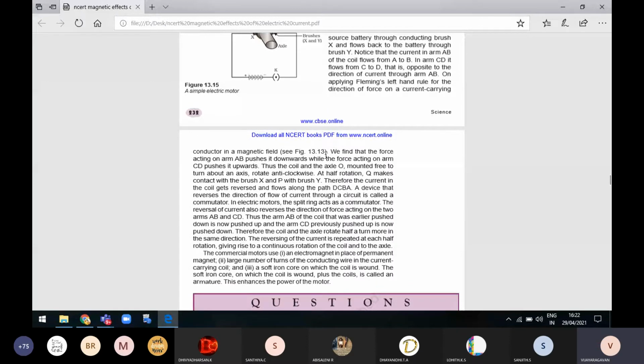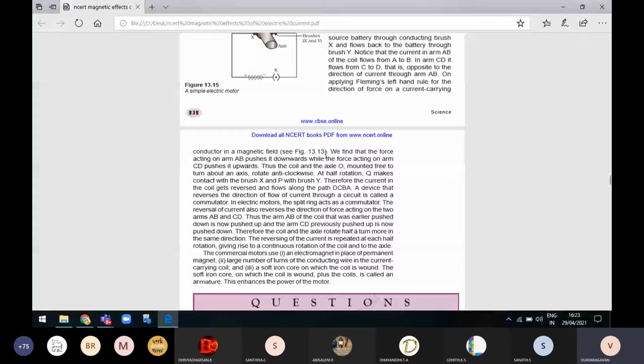So after the half turn, automatically, when there is the force of gravitation, we started rotating by inertia. The reversing of the current is like inertia, which we studied in 9th. It will automatically keep moving. Once work is done, it keeps rotating like that. Therefore the coil and the axle rotate half a turn more in the same direction.